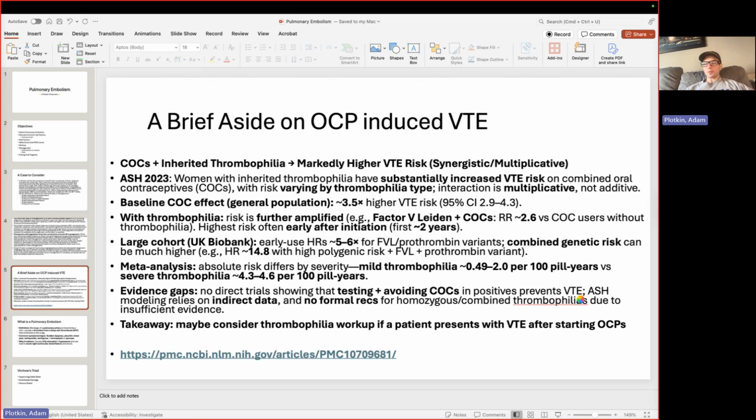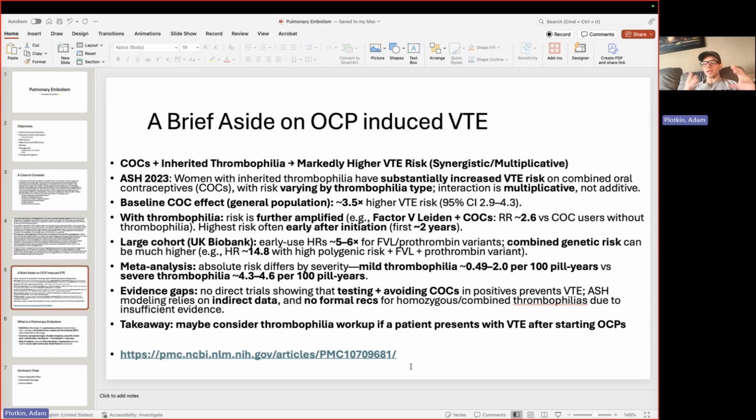So a brief aside on the OCP-induced venous thromboembolism, right? A lot of information here. All I want you to get out of this is that the American Society of Hematology outlines this. Whenever I think about a patient who has recently started combined oral contraceptives, who then develops some sort of thrombosis, you want to think about underlying thrombophilia.